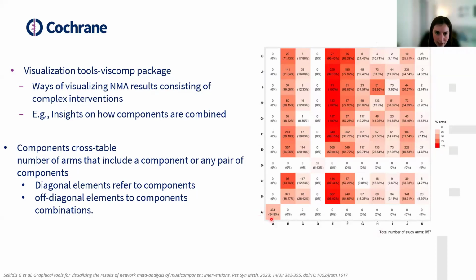So for example, component A is included in around 35% of total study arms, and the total study arms are indicated down here. And based on the density of the colors, we can see that component E is almost always included in the interventions. And the same we could say for component F or component B. But we can see that component D is not combined with any of the components, and it appears only alone in interventions. So these tools can be used to explore the frequency of the components included in the interventions and give some insights on the network.